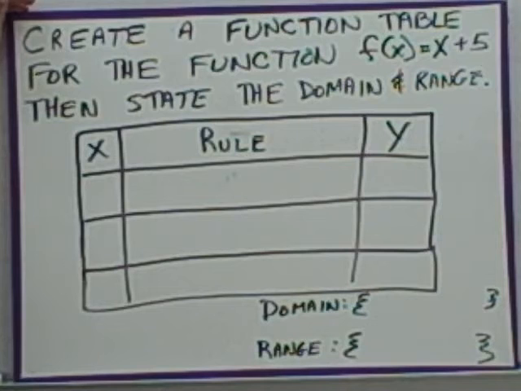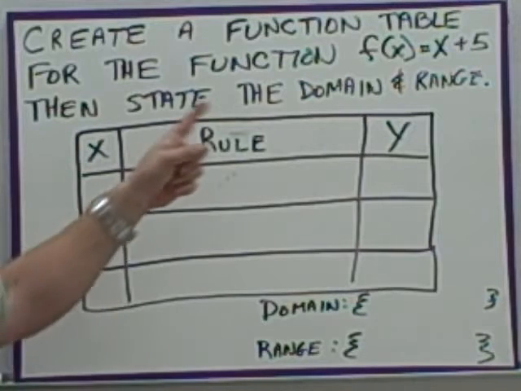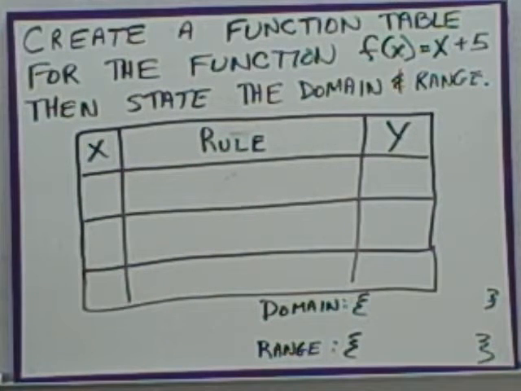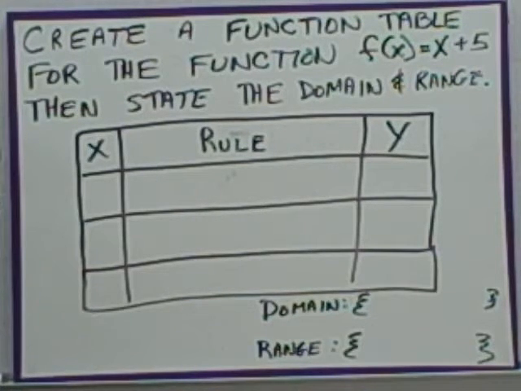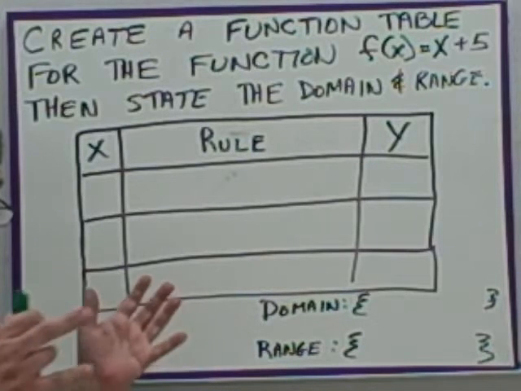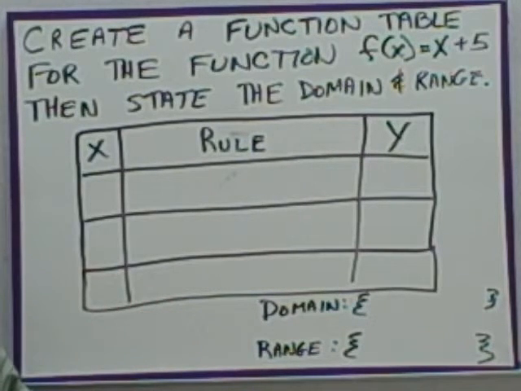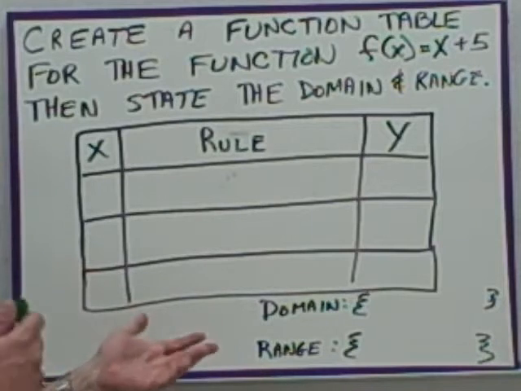Okay, here we're asked to create a function table for the function f of x equals x plus 5. Then state the domain and range. I'm not given any x values. I need to have them to create the table. I get to choose them. But you have to choose wisely. Remember, you must show that there's no change when you've got a negative and when you've got a positive. Or maybe there is a change. We got to see that.